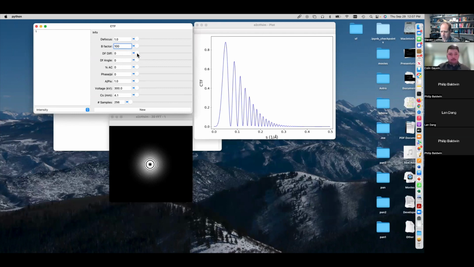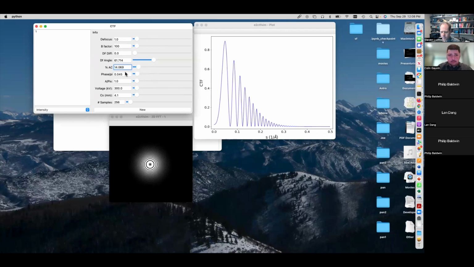So if we put in a significant defocus difference, you can see how now the 2D CTF curve here becomes elliptical, and the defocus angle, we can adjust the orientation of the astigmatism and that sort of thing. But typically we'll just assume there's no astigmatism. Then we have amplitude contrast, which is defaulting to 0 here. Now you'll note here if I grab the amplitude contrast slider, it's also changing the phase here.